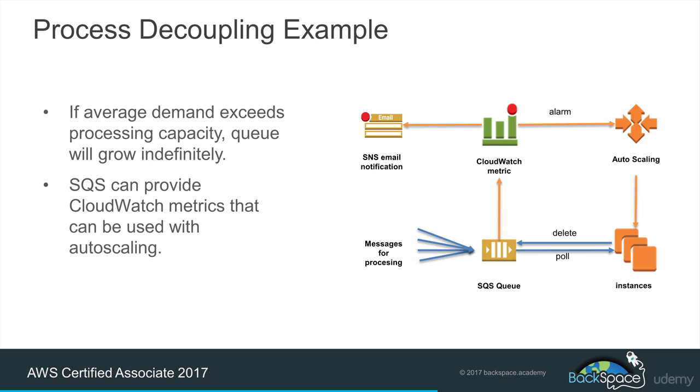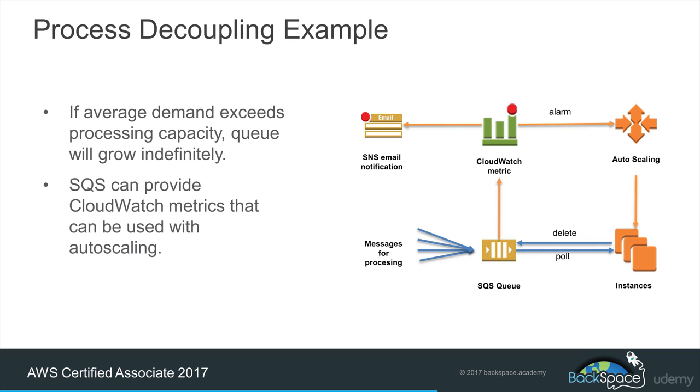The way we would do that is to set up a CloudWatch metric based upon the length of the SQS queue. If we get to a point where the SQS queue builds up too much, then we can have an alarm that triggers an auto-scaling event to scale out and add instances to our auto-scaling group.